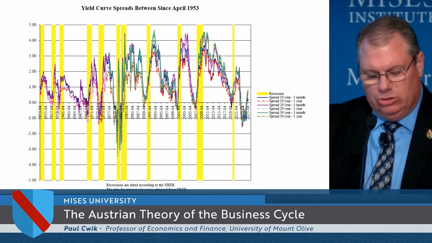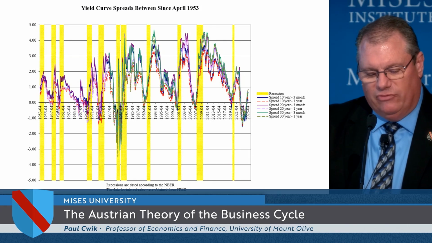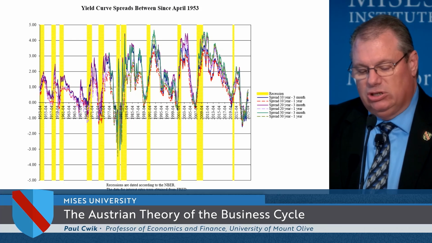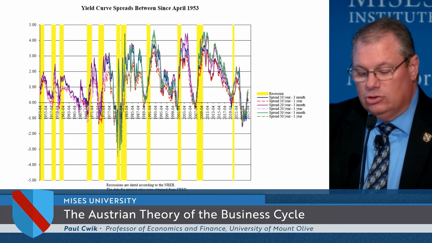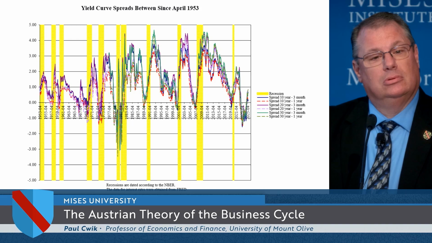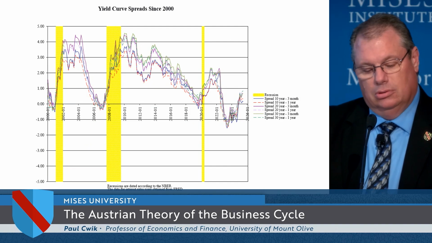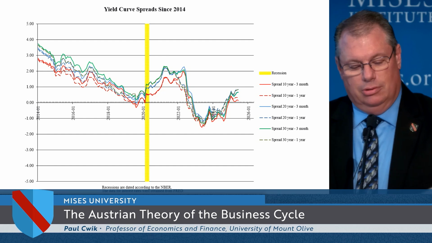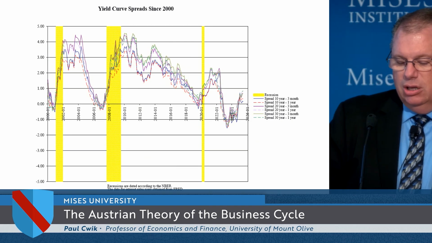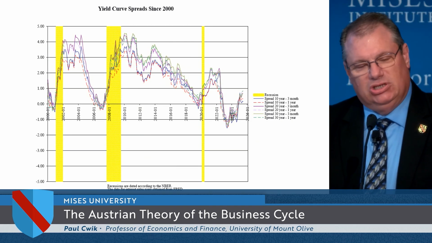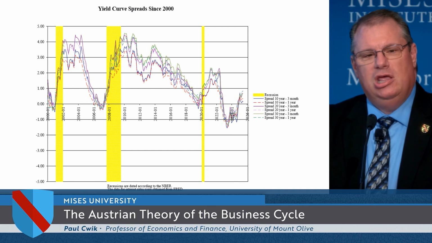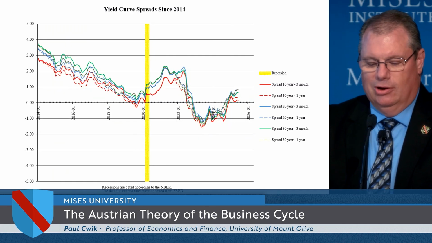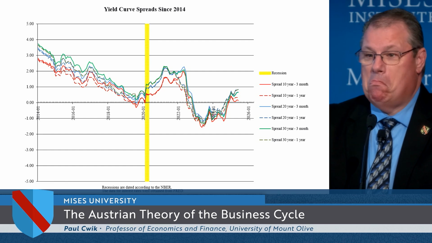So it's inversion, recession, inversion, recession, over and over. Let's look a little bit closer, from 2000, and a little bit closer from 2014. And what you'll see is that the recession hits just as we're uninverting the yield curve. So are we due?